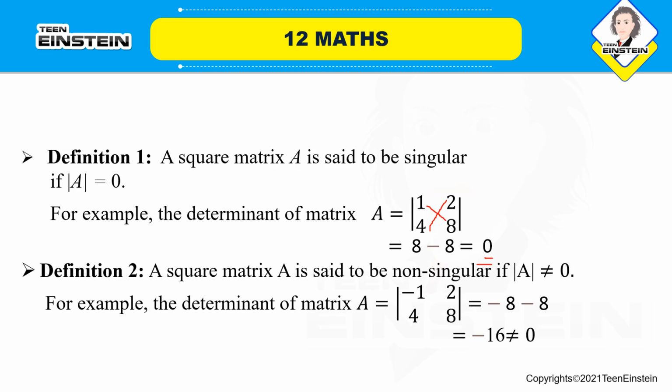So what is the determinant of A? In the downward arrow you are getting minus 8. In the upward arrow also you are getting minus 8. So what you are getting? Minus 16. Minus 16 is obviously not equal to 0. So this is a non-zero value. So what we can say? The given square matrix A is a non-singular matrix.